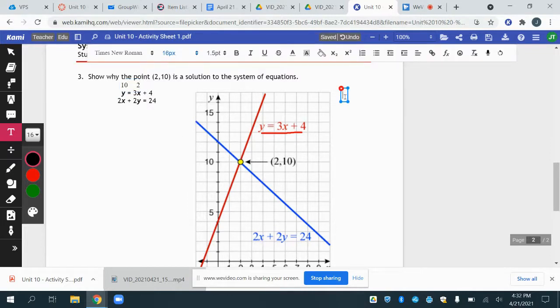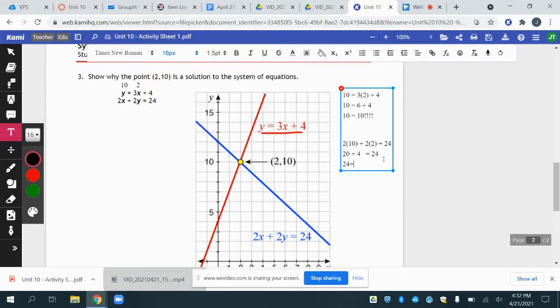Watch. I'll do the Y, the first one, 10 equals 3 times 2 plus 4. 10 equals 6 plus 4. Oh my gosh, 6 plus 4 is 10. Wow. And 2 times 10 plus 2 times 2 equals 24. That's true as well. 20 plus 4 does indeed equal 24.